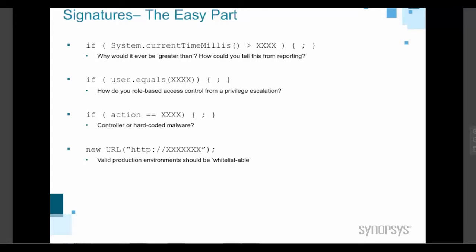Signatures can be written with a simple regular expression to detect certain subtle changes in the application. Things we might be looking for are points where an if statement is trying to detect if the current time is greater than a certain time. Try to think about reasons why you would ever want to do that. Maybe the application flow is going to change significantly after a certain date, but it's very interesting nevertheless to see that.